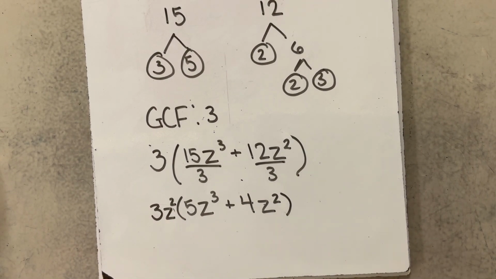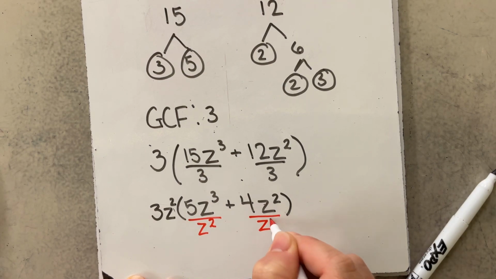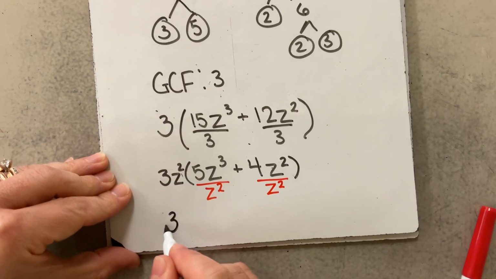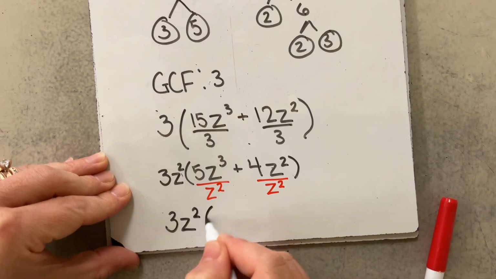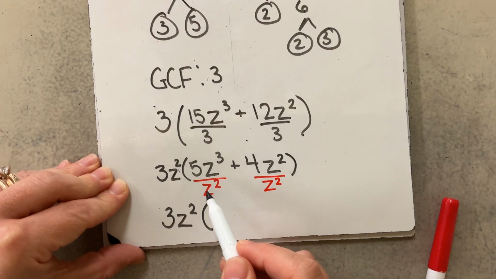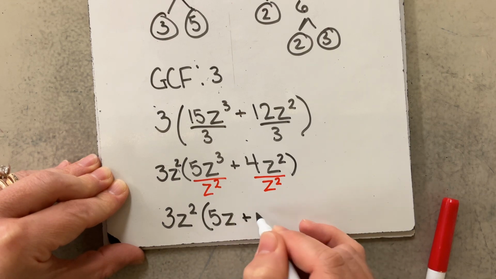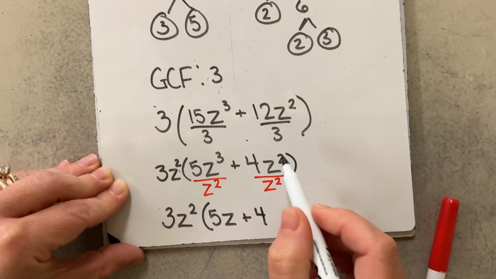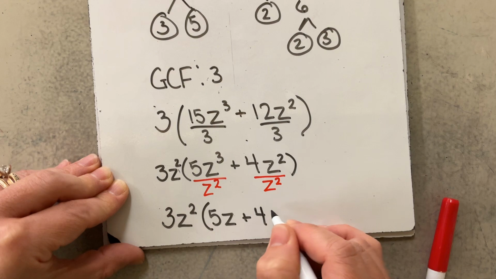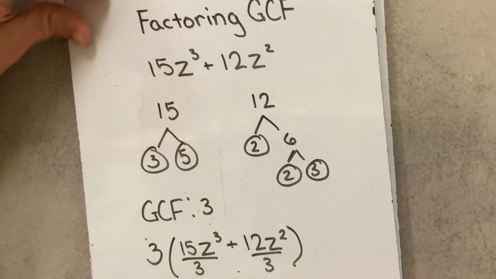Now, normally you would do this in one step, but I wanted to show you the number first. So I'm going to divide both of these by our z squared. Now, when we do that, you always keep your GCF on the outside. You always put a parenthesis. Now, the 5 is going to remain the same, but this time z cubed divided by z squared, so 3 minus 2 leaves us with 1z. Plus the 4. Now, z squared divided by z squared would cancel out, or 2 minus 2 is 0, and anything to the 0 is just 1. Okay, so this is the factored form of this original equation.